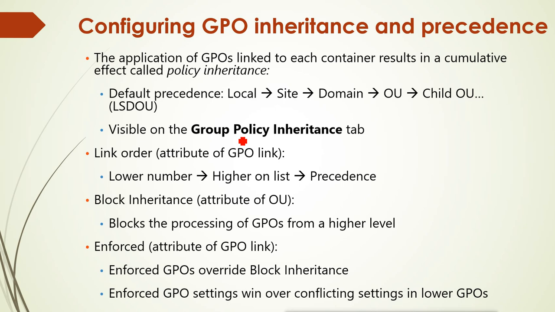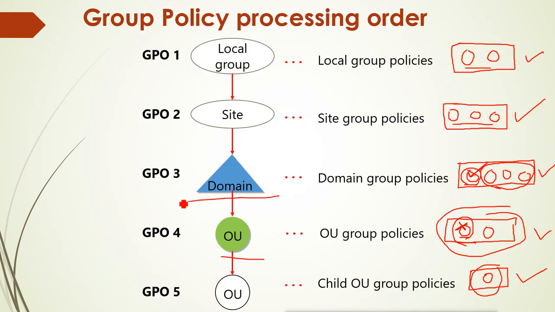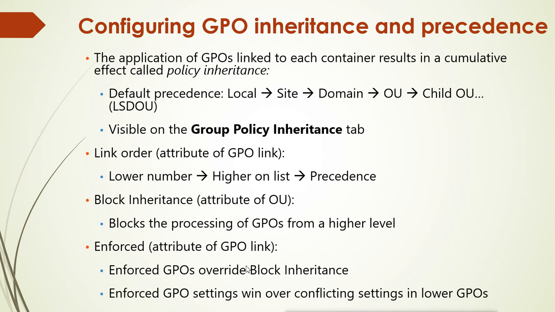When we check what resultant set of policies are applying, we can see this in the group policy inheritance tab. Then there is link order, which is an attribute of the link. A lower number means higher on the list, and higher precedence. In the list, the lower number has the highest precedence, and then this is the least. It goes from lower number to higher number, that means 1, 2, 5.